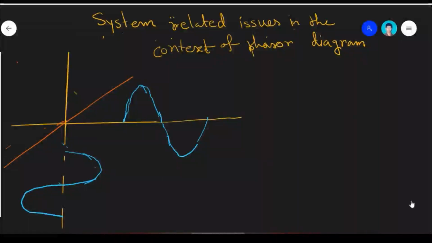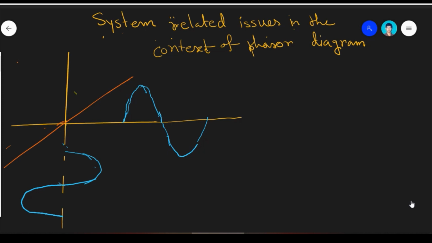So today's topic of discussion is that in my last lecture I raised one question, or raised my concern regarding the system. Let me paraphrase my question: what are the prerequisites a system must satisfy so that it allows us to draw the phasor diagram of that very system.